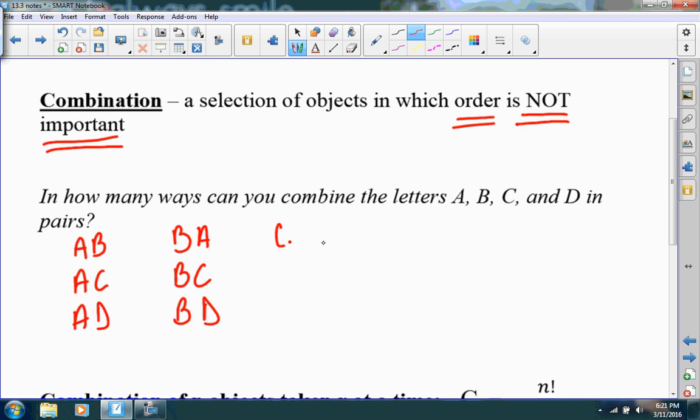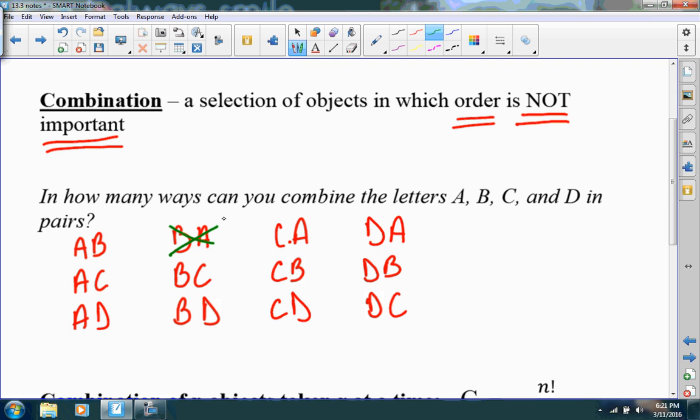If C was my first letter, then the next one could be A, or B, or D. So there's another three options there. And then if D was my first letter, again, I could have A, or B, or C. But now order doesn't matter. So here I have AB, and then I also have BA. So I don't need to count them twice. So I don't have to worry about BA, because I already have it here with AB.